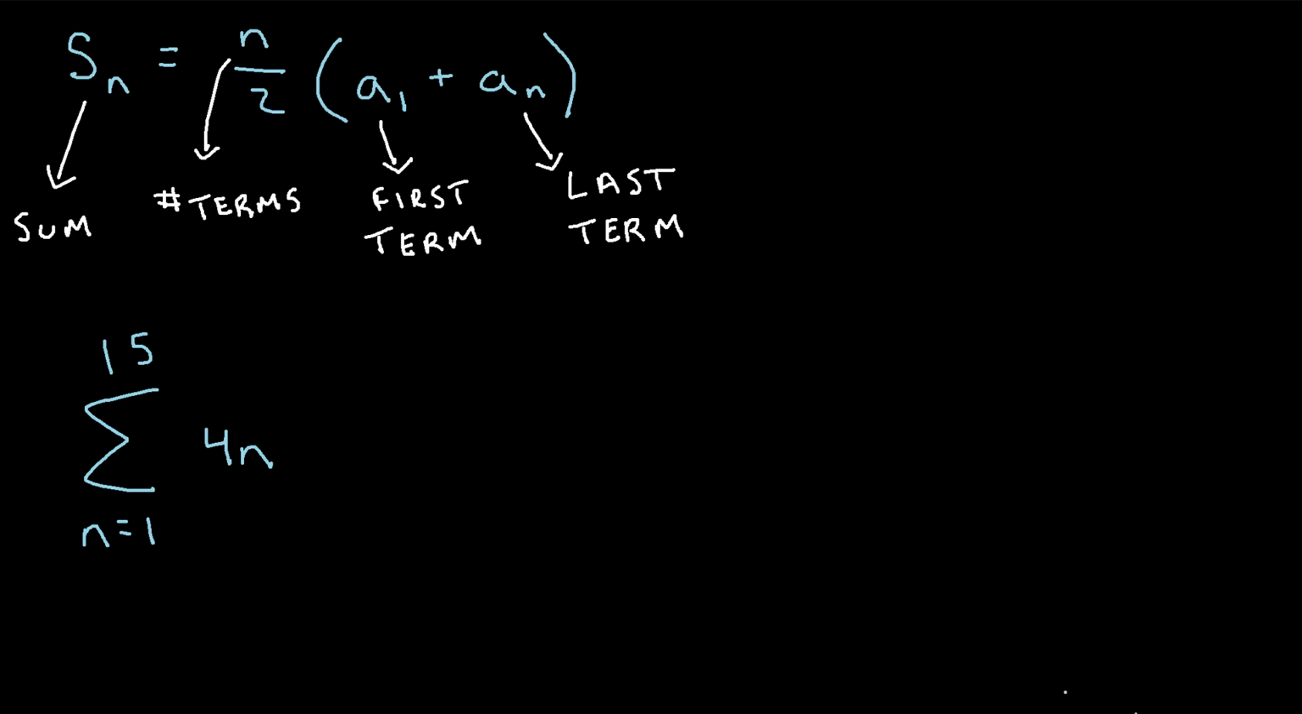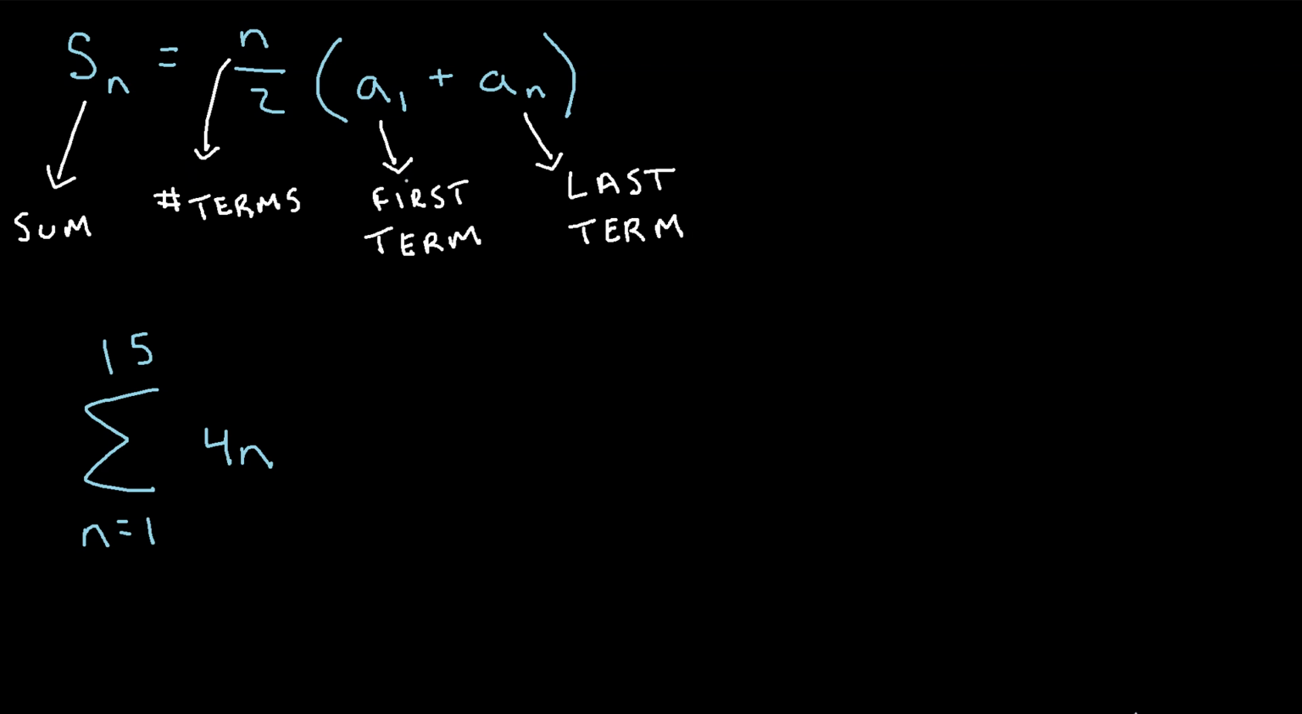In this video, we will talk about how to find the sum of an arithmetic series using sigma notation. We can use the following formula: S sub n is equal to n over 2 times a sub 1 plus a sub n, where S sub n is just a fancy way to write sum. N represents the total number of terms in the series.